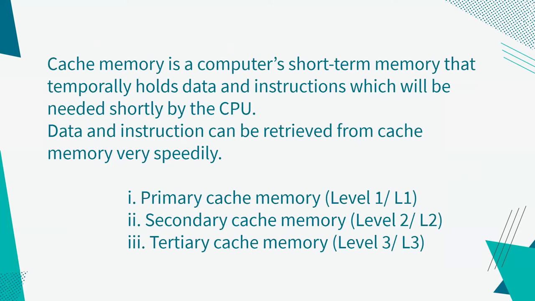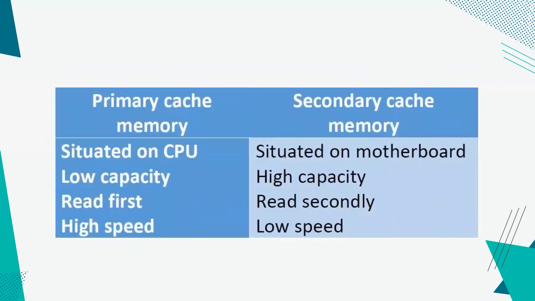As I told you before, we have three types of cache memory, which are primary cache memory, level 1, secondary cache memory, level 2, and tertiary cache memory, which is the level 3. Let's see the difference between the primary cache memory and the secondary cache memory. The primary cache memory is situated on the CPU, while the secondary cache memory is situated on the motherboard. The primary cache memory has a low capacity, while the secondary cache memory has a high capacity. The data in the primary cache memory is being read first, while the data in the secondary cache memory is being read secondly. And the last one is the primary cache memory has a high speed compared to the secondary cache memory, which has a low speed.